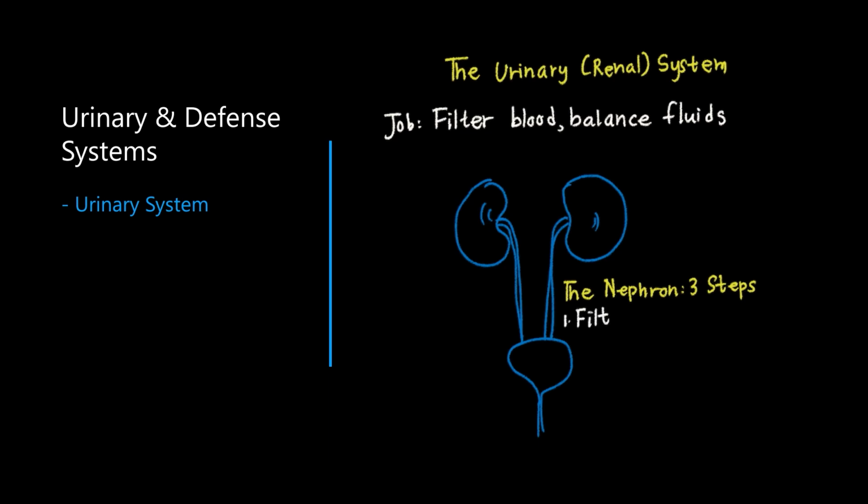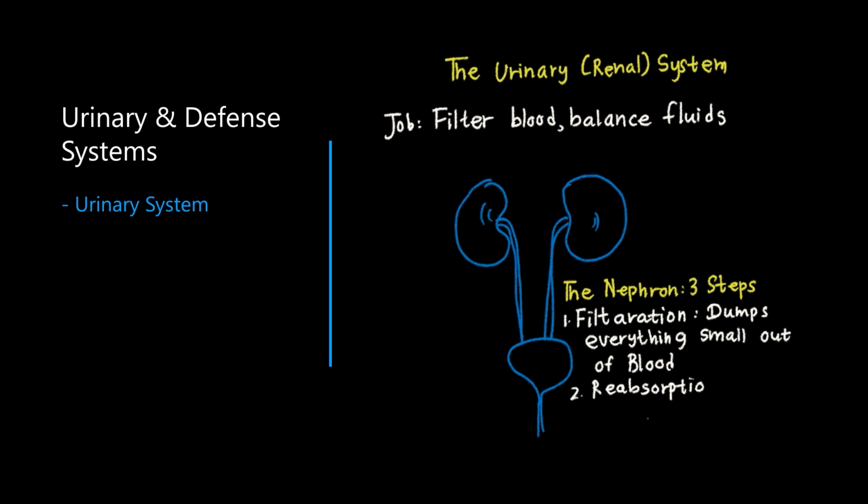The second step is reabsorption. As this filtered fluid moves along the tubule, the body reclaims everything it needs. Essential substances like glucose, amino acids, and most of the water and salts are actively transported back into the blood. This is like putting your apples, milk, and bread back into the bag.